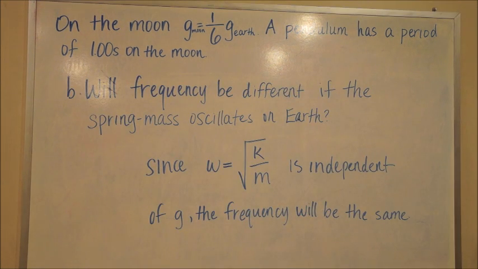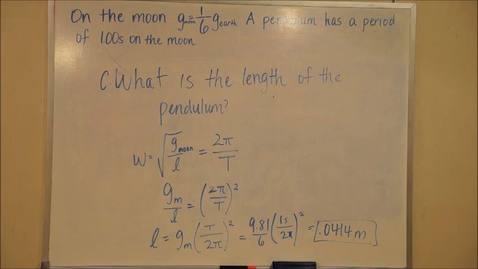For part B, it asks, will frequency be different if the spring mass oscillates on Earth? And since angular frequency equals the square root of the spring constant over mass, and that's independent of gravity, the frequency will stay the same. For part C, it asks, what is the length of the pendulum?